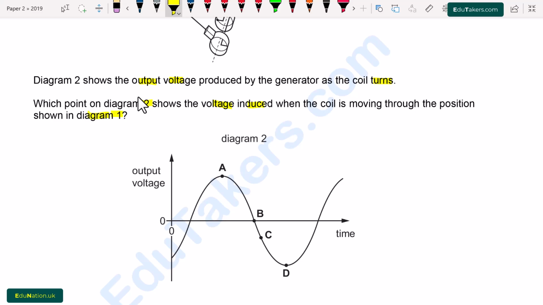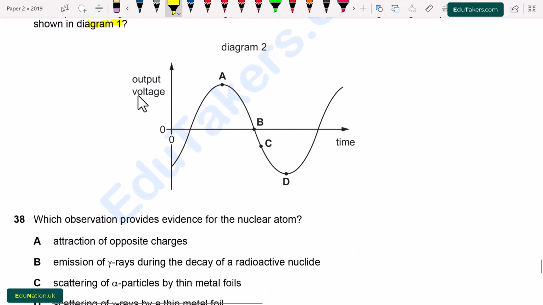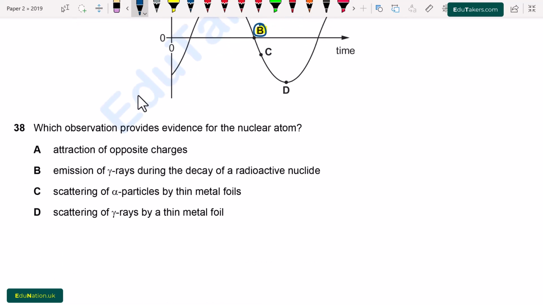So first of all, we can see here the coil is rotating and it has completed half revolution. It means that, and also the coil is in vertical position. In the vertical position, the output voltage is 0. Because the coil has completed half rotation, this will be the point B, which shows the output voltage 0 and half rotation is complete here. So only B is correct.